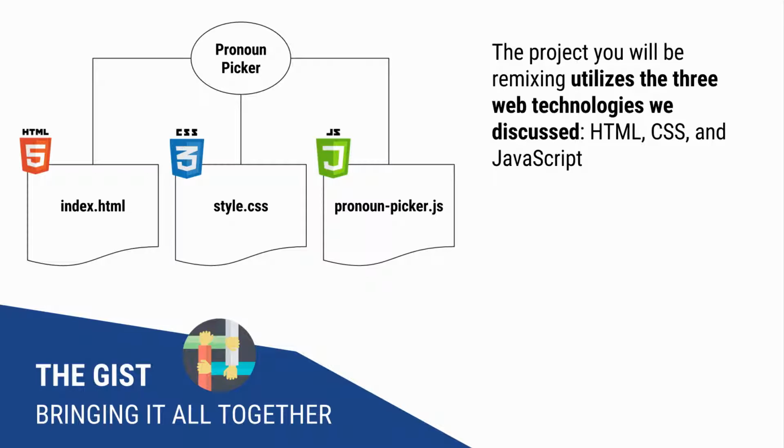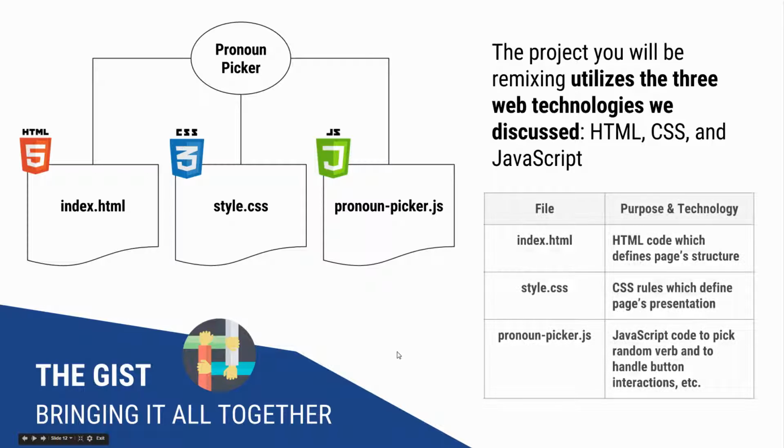In the project that you're going to be remixing, you will see that it has 3 files. One is called index.html, which contains the structure and content of your web page. There's going to be one called style.css, which only has your CSS rules. And then there's going to be a file called pronoun-picker, and that's going to contain all the code for your page. So we're going to be utilizing all 3 of the technologies we talked about. And here lists the files and what each file is meant to do in terms of our solution.